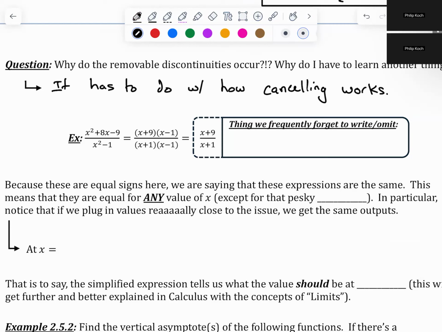So my regular 126 students, they don't go over rational expressions because we have already talked about it. We just talked about this. Remember that if you have, let's just say for the sake of argument, x squared plus 8x minus 9 over x squared minus 1, that factors to x plus 9 times x minus 1 over x plus 1 times x minus 1. And then these cancel. But there's that thing that we frequently don't write, and that's saying provided x minus 1 does not equal 0, i.e., x does not equal 1.